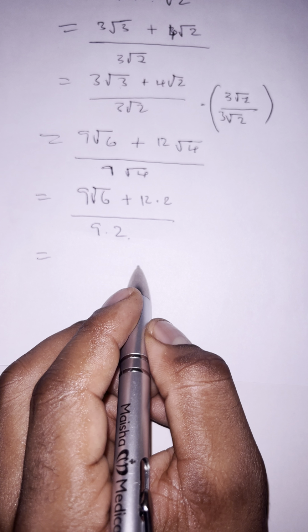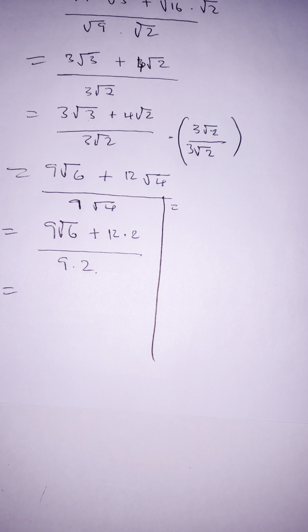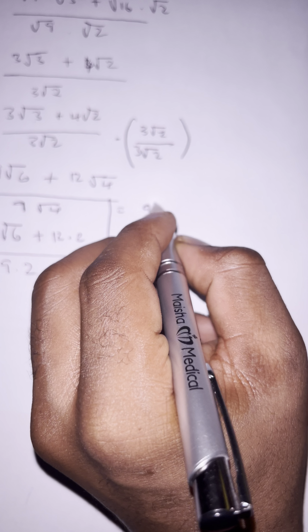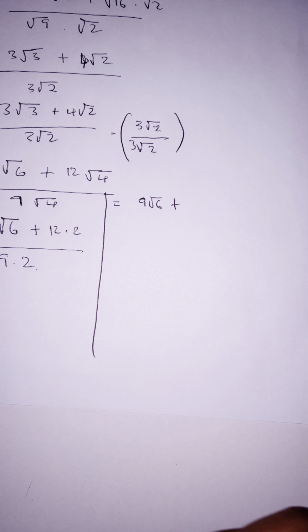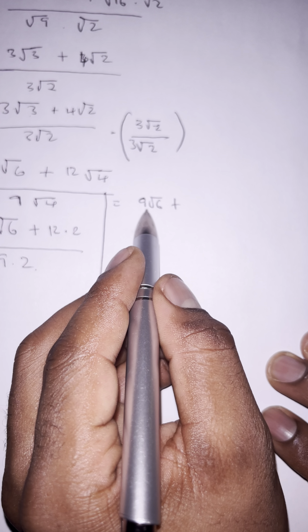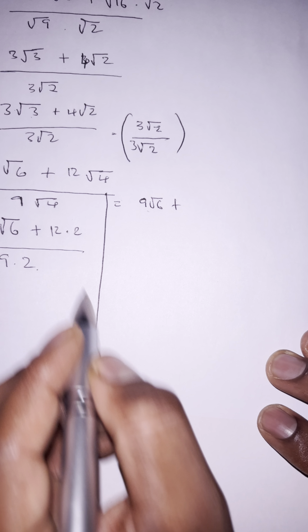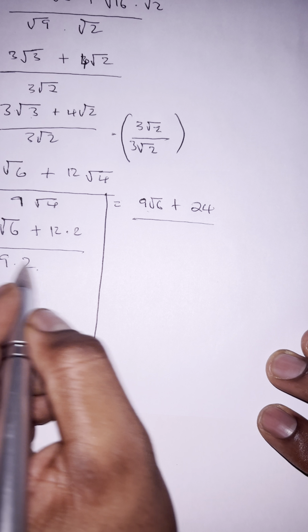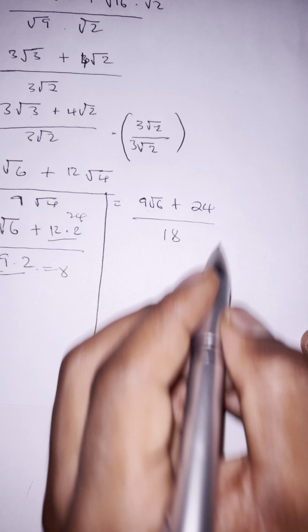Now, we're saying it is equal to, let's see, 9 square root of 6 plus, now we're saying 9 plus 2 times 12 is 24, divided by 18. This is 18, this is 24.